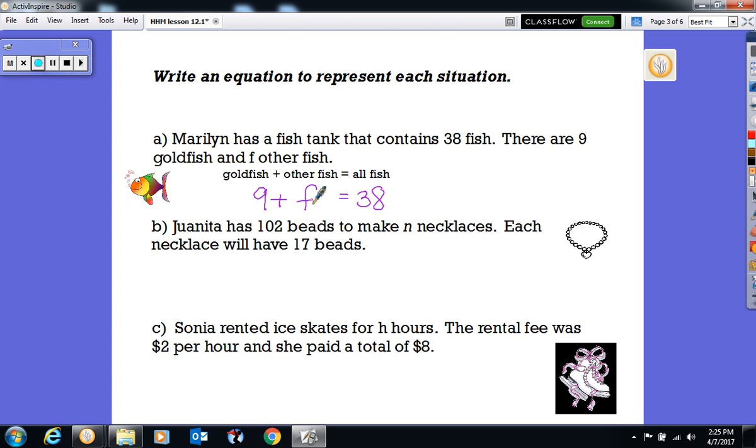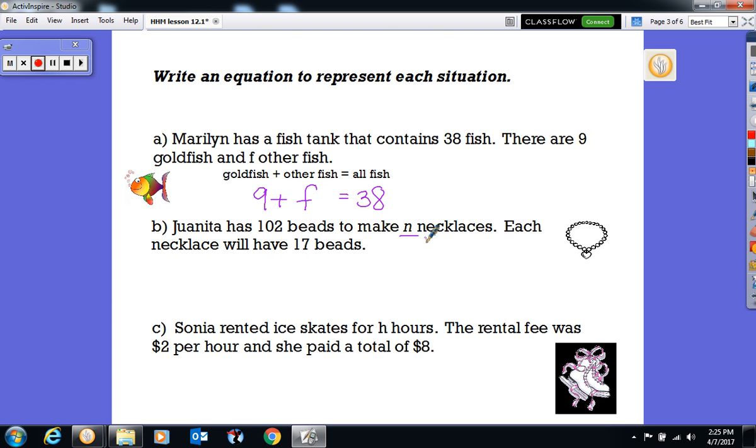So Juanita has 102 beads to make N necklaces. Each necklace will have 17 beads. So let's come up with an equation that will help me solve for N necklaces. Now remember, my variable N, the number of necklaces, needs to be inside the expression part of my equation. So something has to happen to the variable. Crystal, you want to try? So the equation will be 102 divided by n equals 17, or 102 divided by 17 equals n. Yes, you could definitely do that.